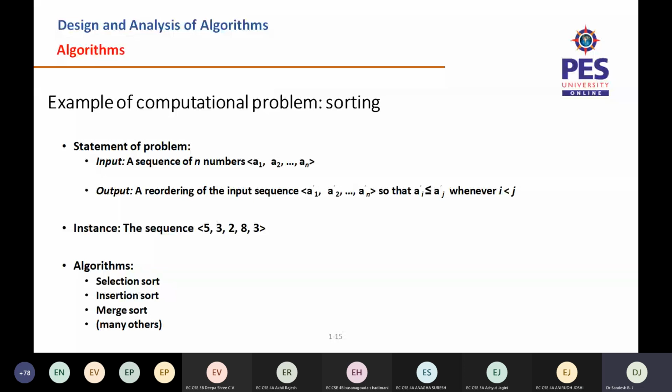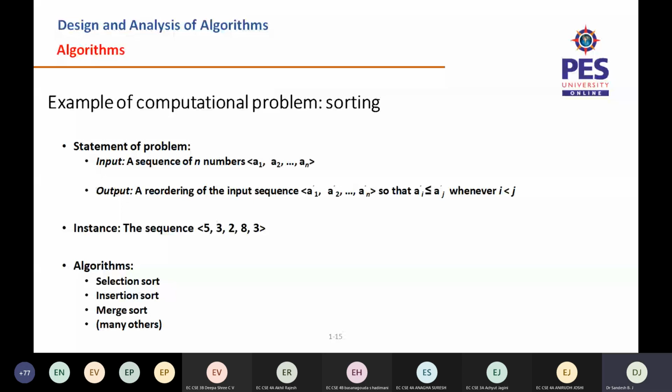The statement of the problem is given, and then one of the instances is shown wherein a sequence of input is given: 5, 3, 2, 8, 3. You should get output as 2, 3, 3, 5, 8. So now you need to come up with an algorithm to sort the given input and get the sorted output. That's the problem to solve, and you need to come up with an algorithm to sort these elements in ascending order or descending order.